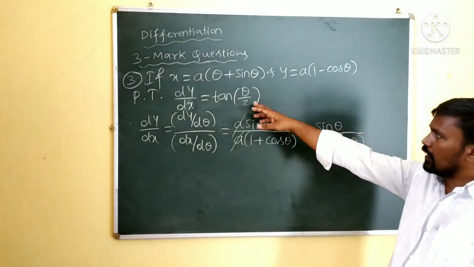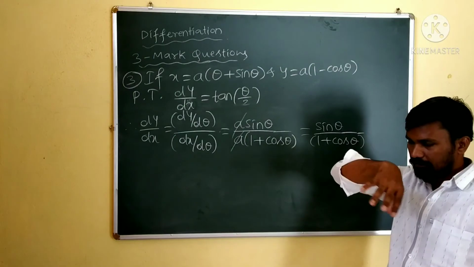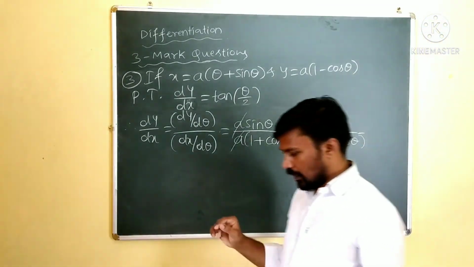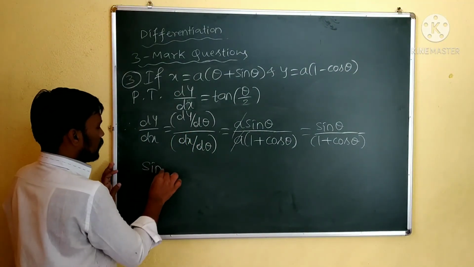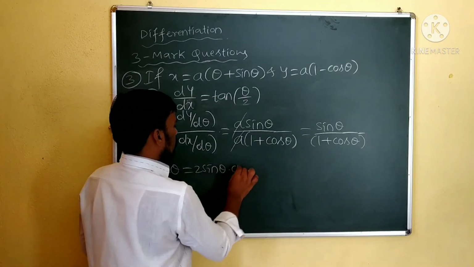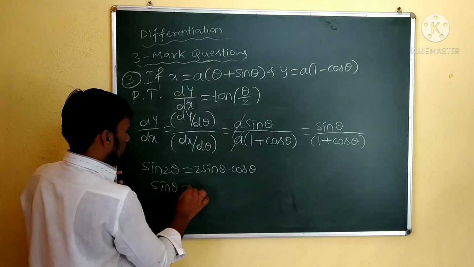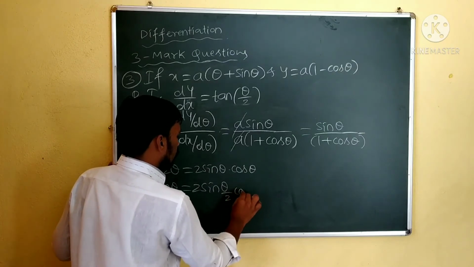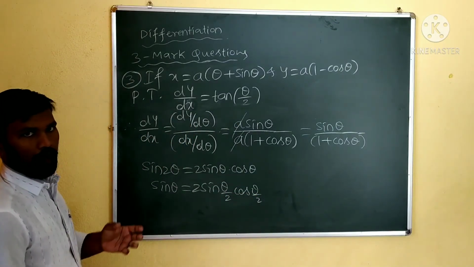For that, look at the angle here. Theta by 2 means half angle. So we have to use the half angle formula. You know sin 2 theta value. Sin 2 theta is what? 2 sin theta into cos theta. So sin theta is nothing but 2 into sin of theta by 2 into cos of theta by 2. So let us make use of the half angle formula.